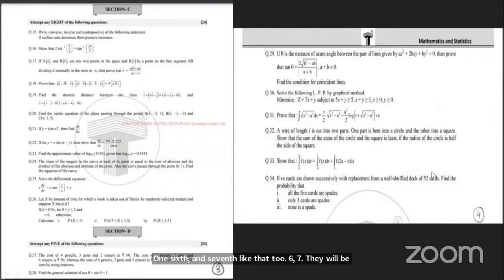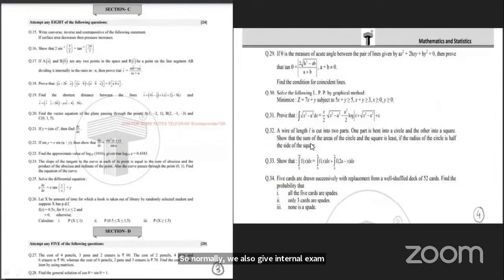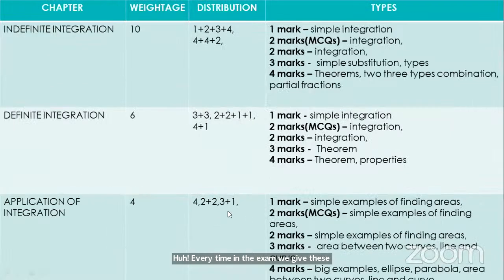So this is the example. And this is also in integration, a proof, for example. These are also very, very important: x square minus a square. Sometimes they will ask a square minus x square. x square plus a square is there. Sometimes without root also. All those formulas will be asked as a theorem only. You can see here. Normally we also gave these in the terminal exam. Every time in the exam we give these examples. So these are very, very important theorems.